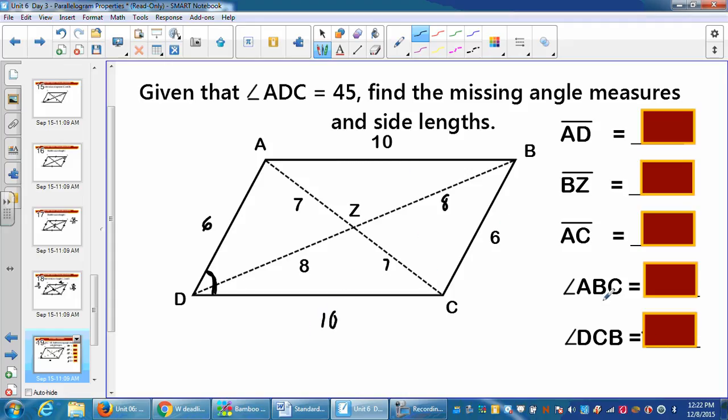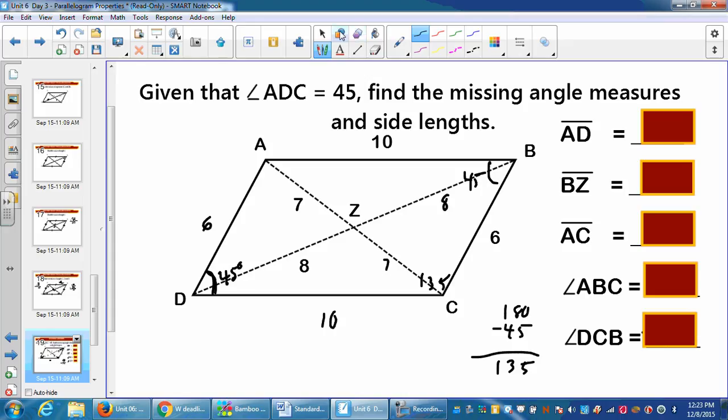Now it says ABC. Well, if we know this whole angle over here is 45 degrees, those are opposite angles, so that should be 45. DCB. Remember, these two have to add up to 180. So 180 minus 45 would be 135.